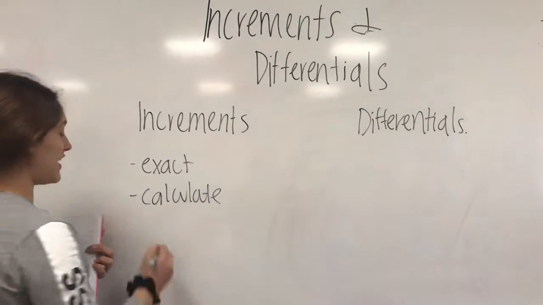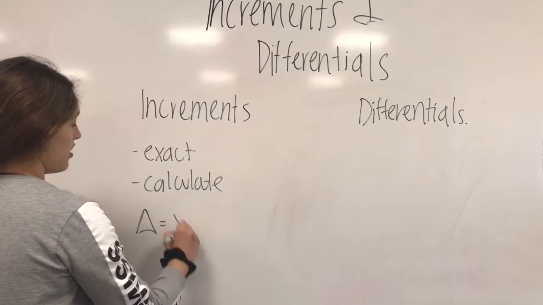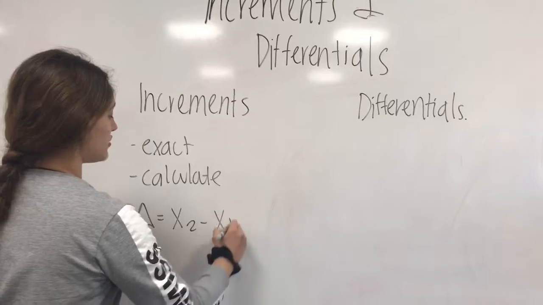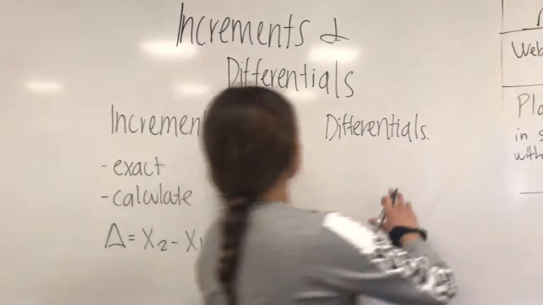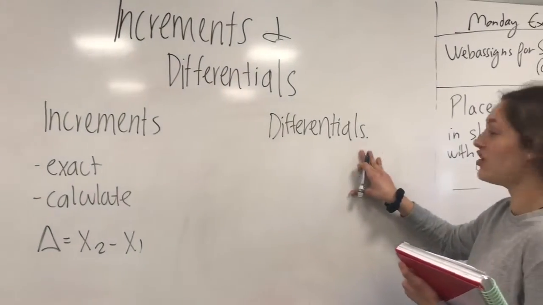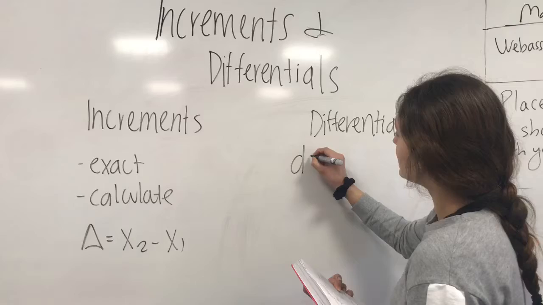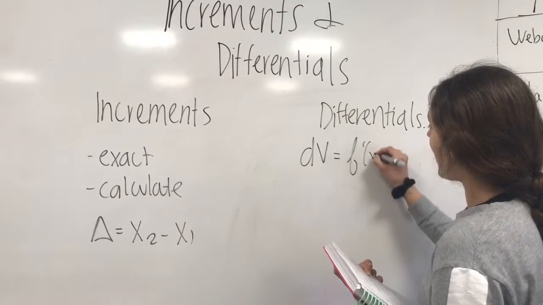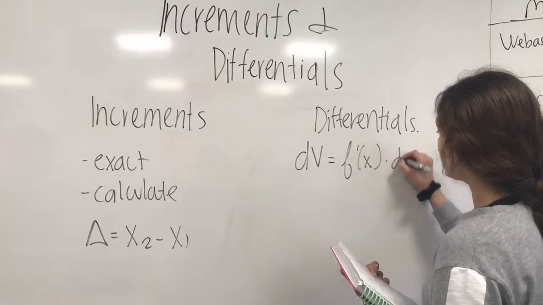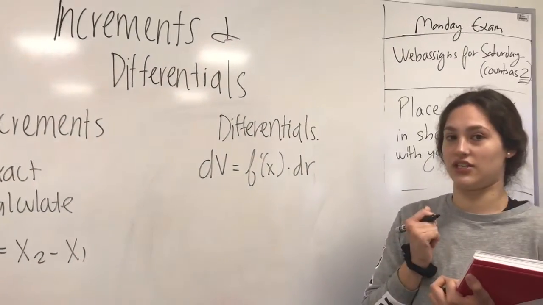Here is when you have to find the difference, the delta, of the two values given. First the final and then the initial. And when they're asking you to find the differential, you need to do the difference of the value given and then f prime of that times the difference in the radius that you would have.